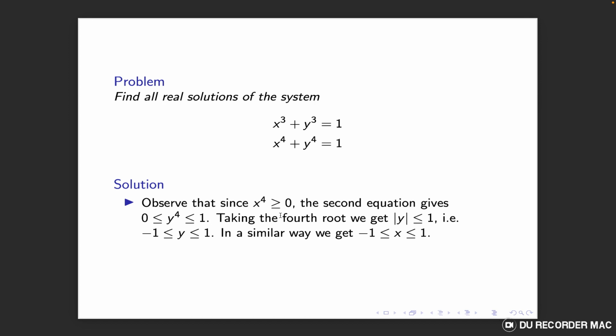Now at this point we will take the fourth root of this inequality. So when we take the fourth root, we will get that the absolute value of y is less than or equal to 1. And if the absolute value of y is less than or equal to 1, this inequality is equivalent to this one right here. So y will be between -1 and 1, and if we flip the roles of x and y, we will also find that x is between -1 and 1.